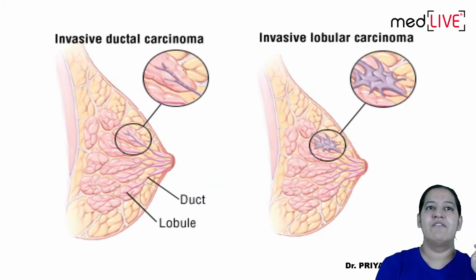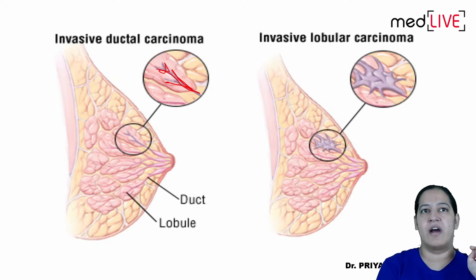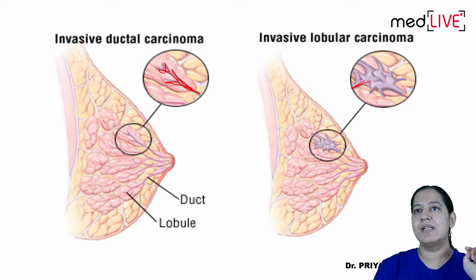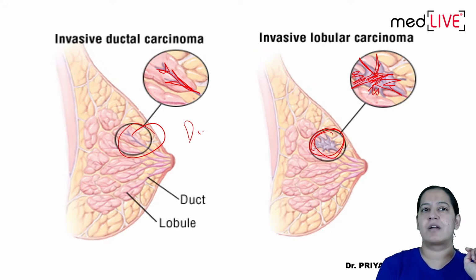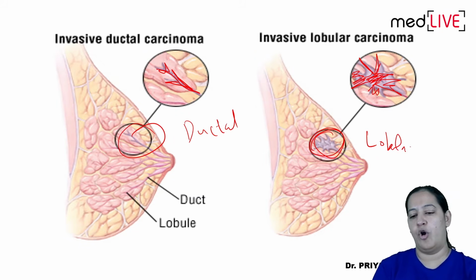So see here, one duct is involved. See this diagram, one duct. Tumor cells are traveling in one duct. So this is ductal. Here tumor cells are involving the entire lobule. Can you see? Multiple ducts opening in one terminal duct. So the entire lobule is involved. So this is lobular, and the other is the ductal type. So you got the meaning of ductal and lobular, I guess.